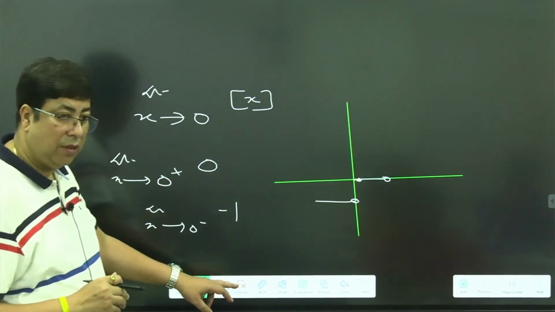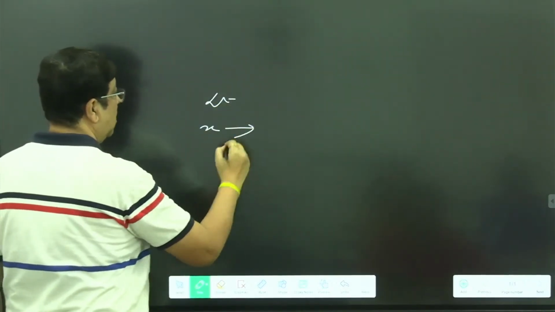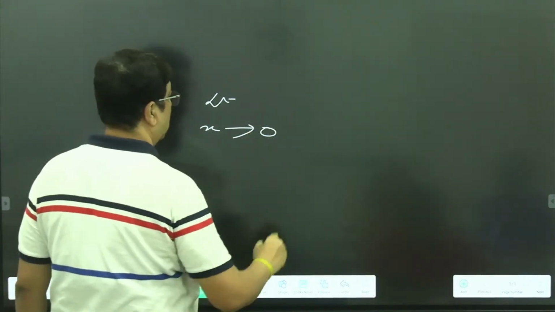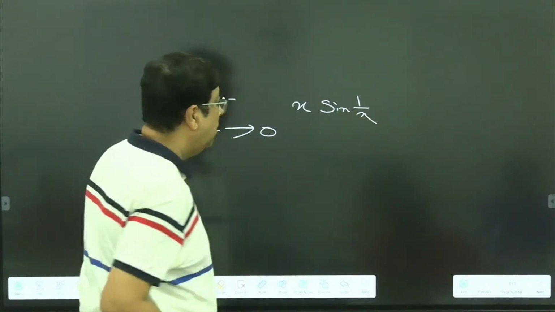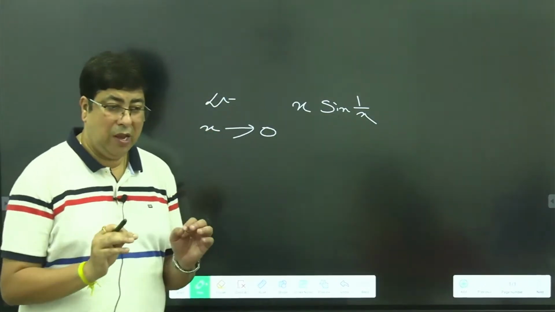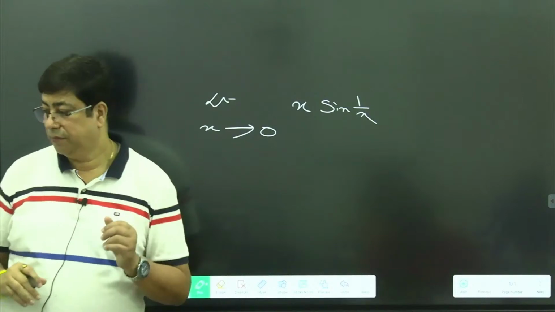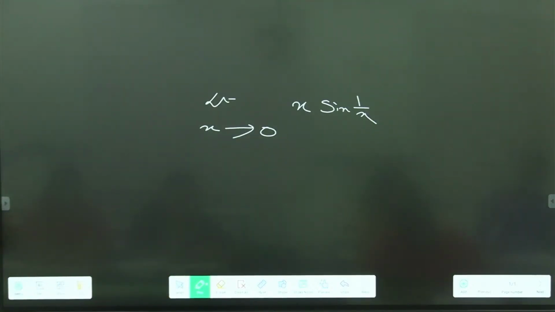I am changing. Limit x tends to 0 of x sin 1 by x. What will be this? Very basic concept I am clearing, everybody. Who can tell this? Tell me. 1. Why? Sin 1 by x by 1 by x is what?